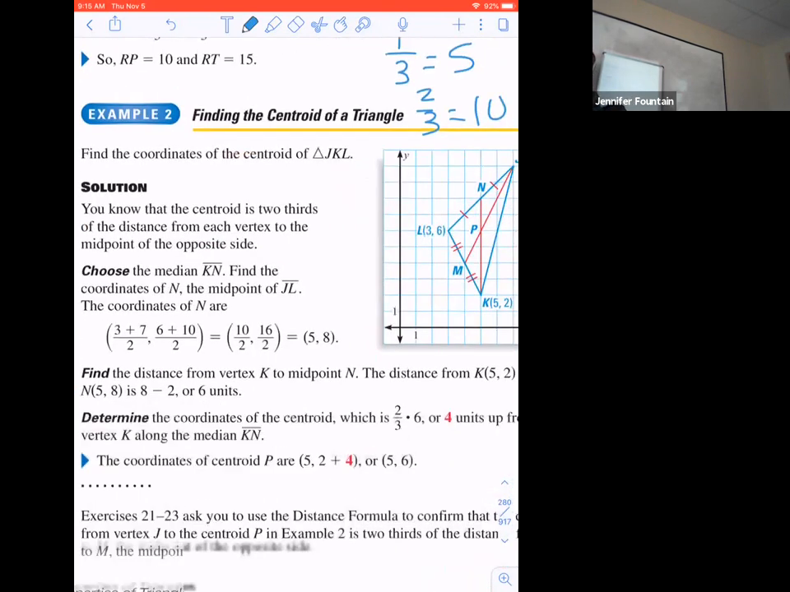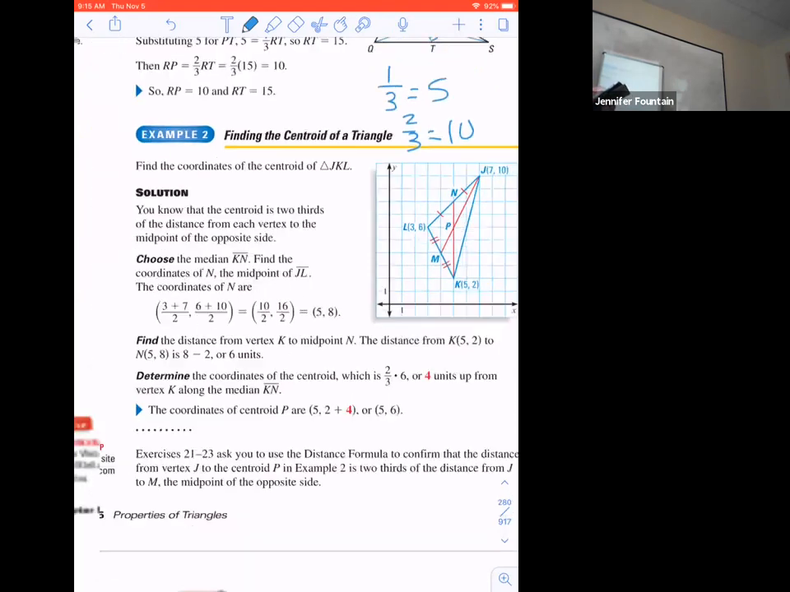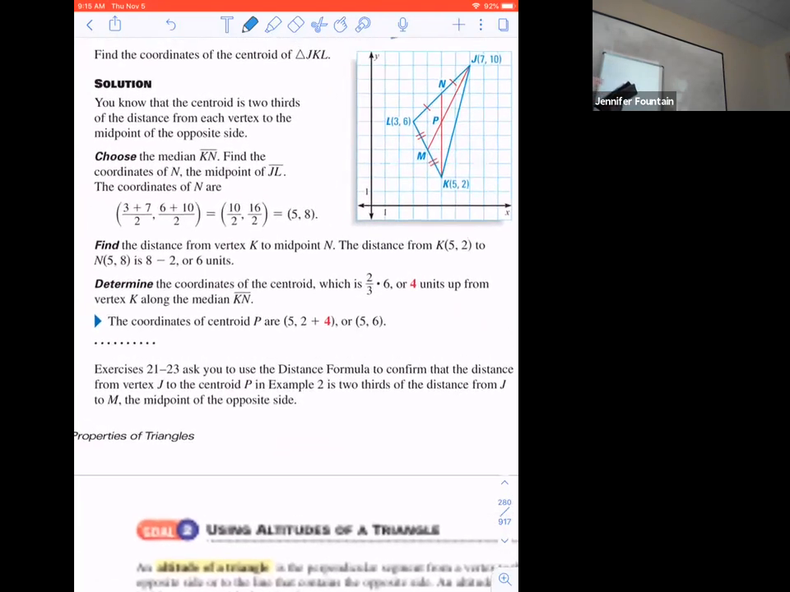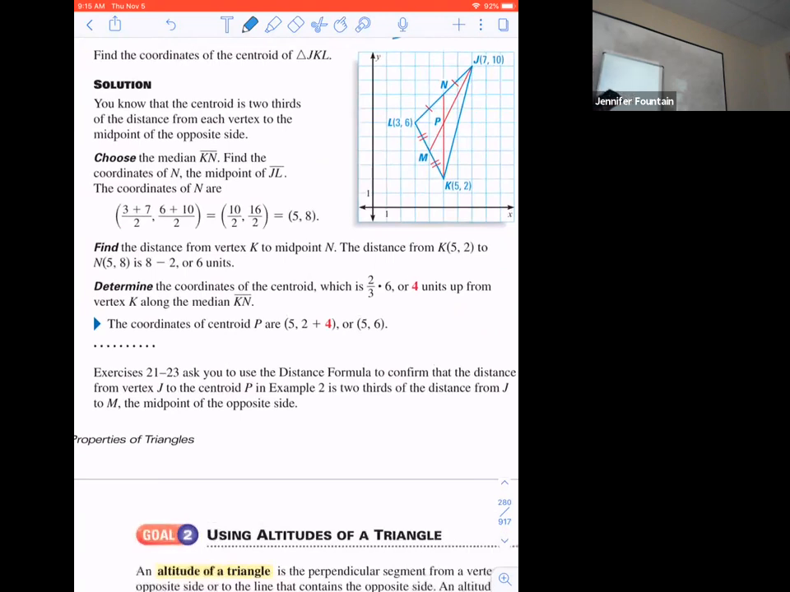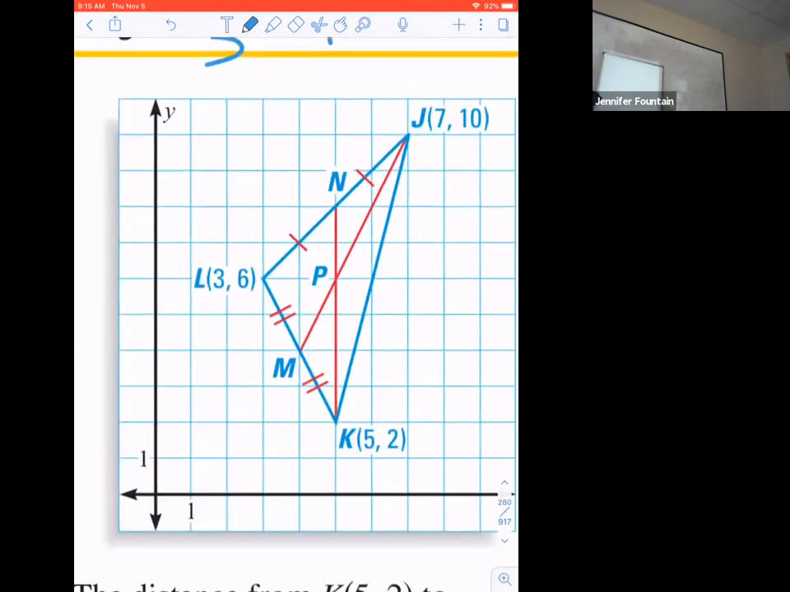All right, let's look at example 2, finding the centroid of a triangle. Find the coordinates of the centroid of triangle JKL. You know that the centroid is 2/3 of the distance from the vertex to the midpoint of the opposite side, okay? So if I know that, then it says I need to choose the median KN, okay? So I'm going from point K to point N, and that's my median.